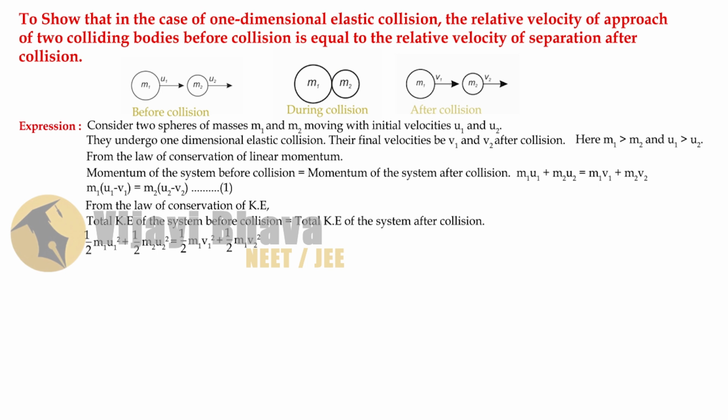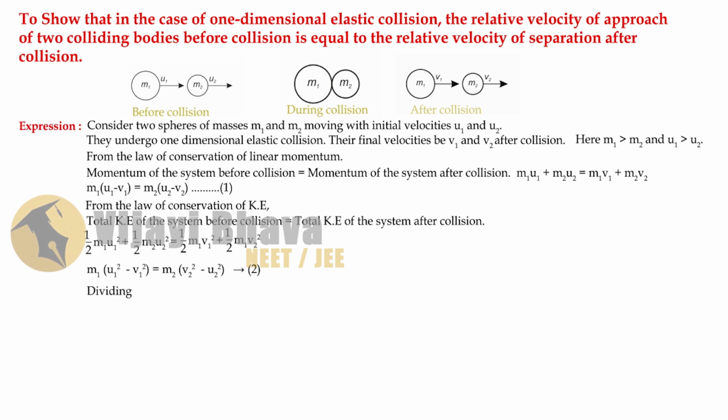As in the above format, let us move these u's and v's to their respective sides and take m1 and m2 common. Thus we can get m1 into (u1 square minus v1 square) is equal to m2 into (v2 square minus u2 square). Let this be equation 2.